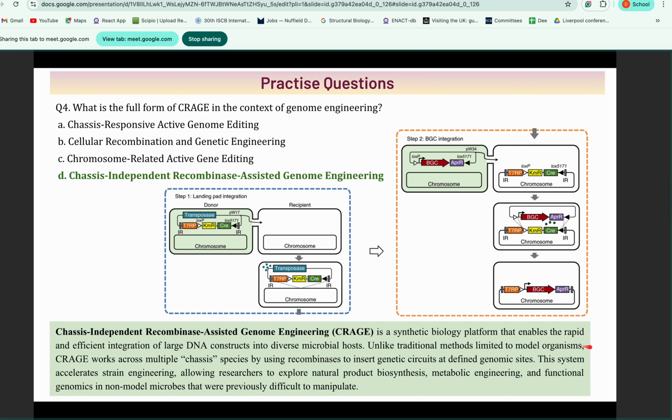It is a synthetic biology platform which enables the rapid and efficient integration of large DNA constructs into diverse microbial hosts. Traditional methods are limited to model organisms. But in the case of CRAGE, it works across multiple chassis species by using recombinases to insert genetic circuits at defined genomic sites. This system accelerates strain engineering, allowing researchers to explore natural product biosynthesis, metabolic engineering and functional genomics in microbes which are not well studied. So for that particular reason, we can use them.